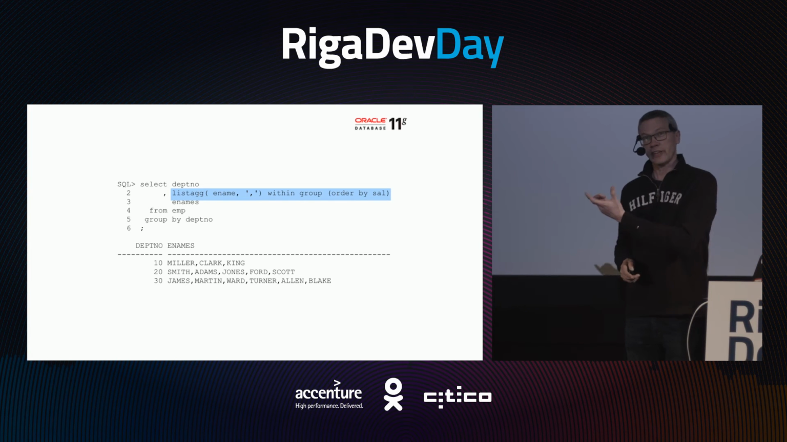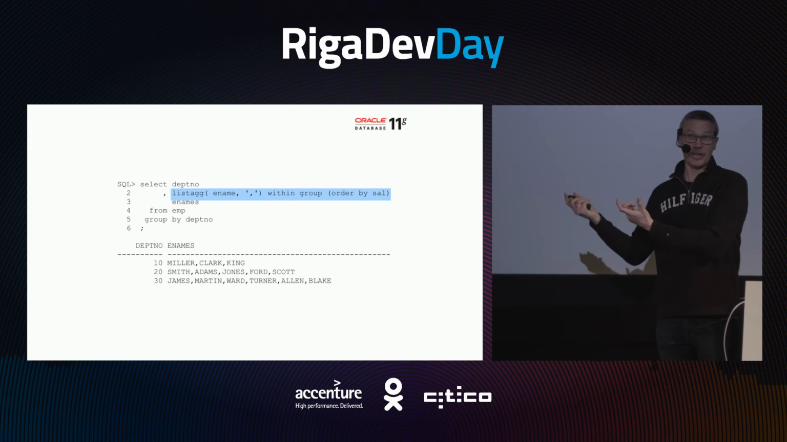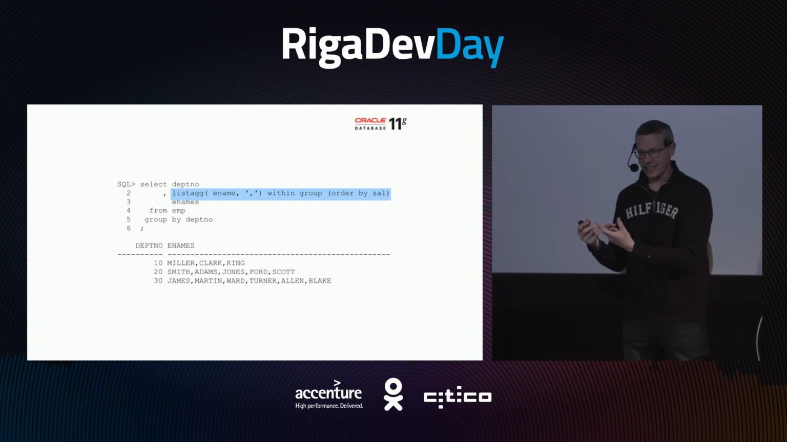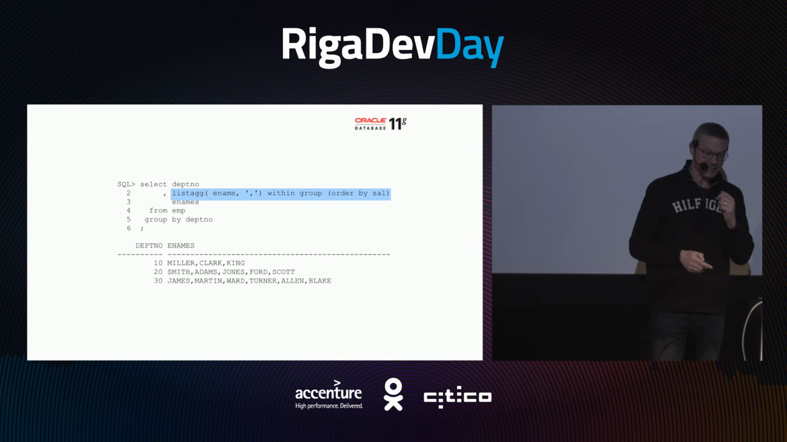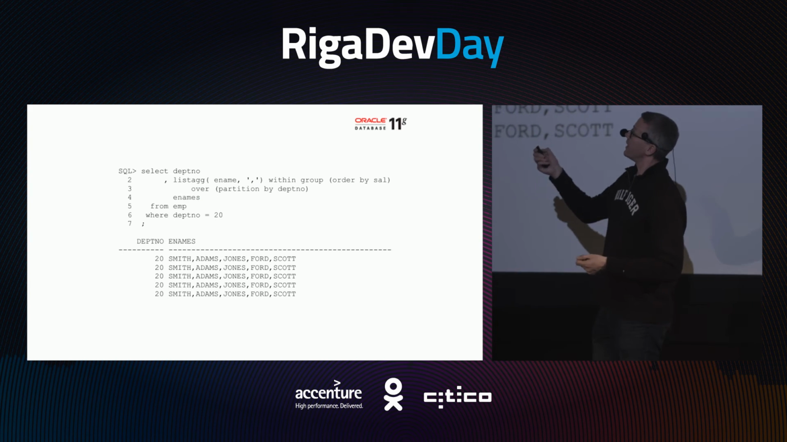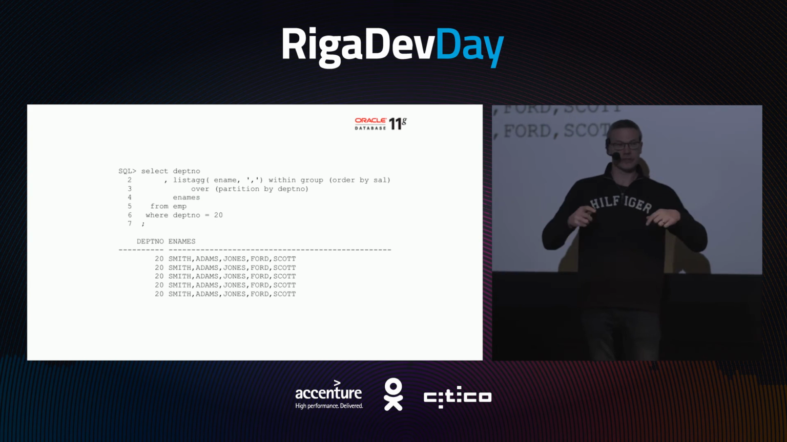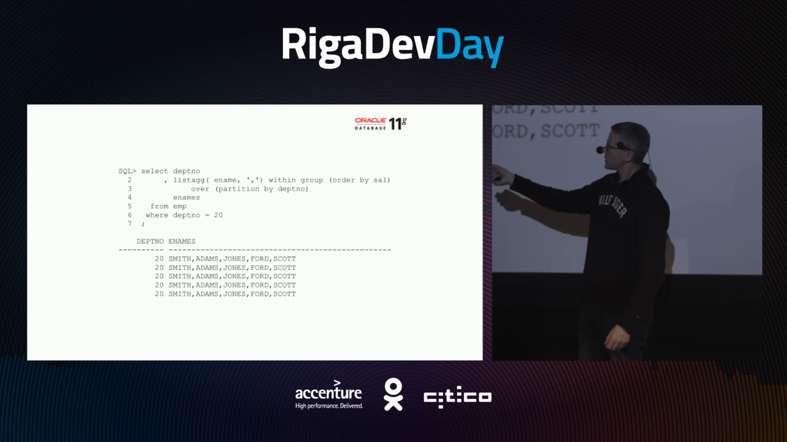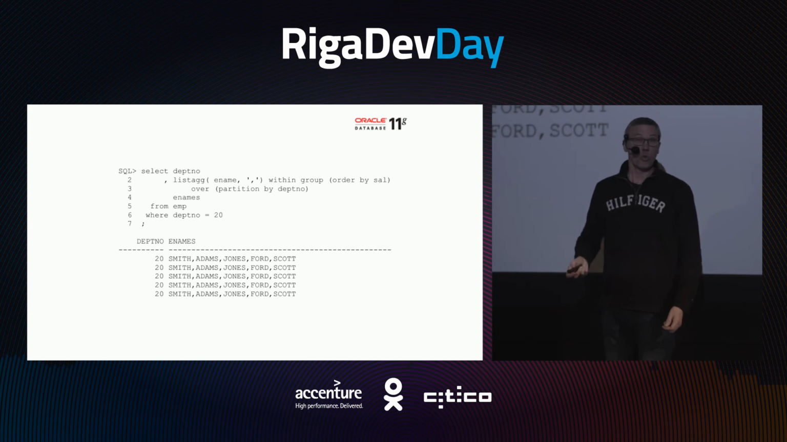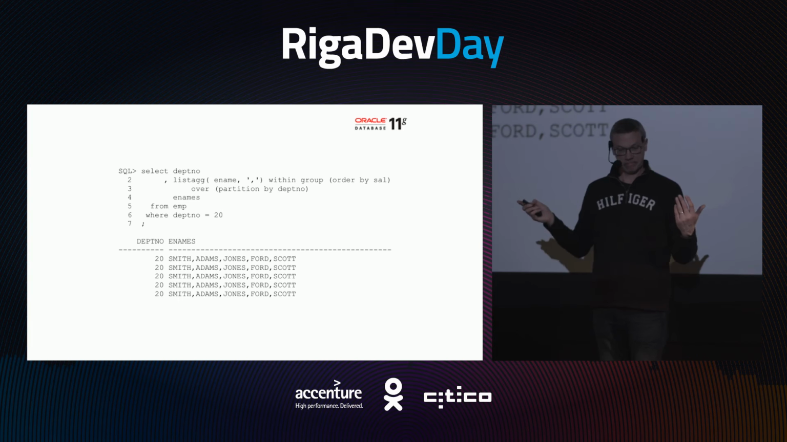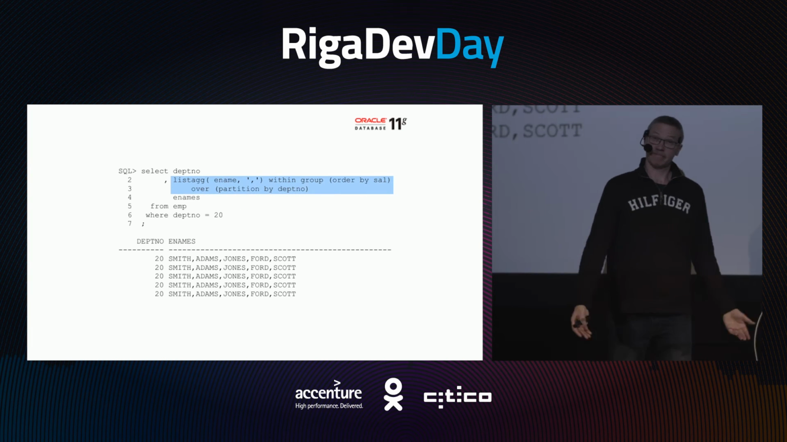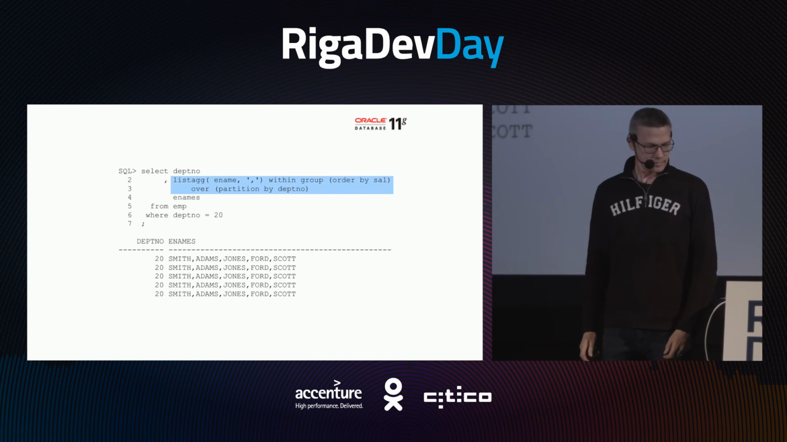So why am I mentioning this one? First of all, it's a really cool function, and it's finally available. Second of all, you can also use it as an analytic function by using the OVER and so on. And you get a result like that. Why you would want to get a result like that, I don't know, but you can.